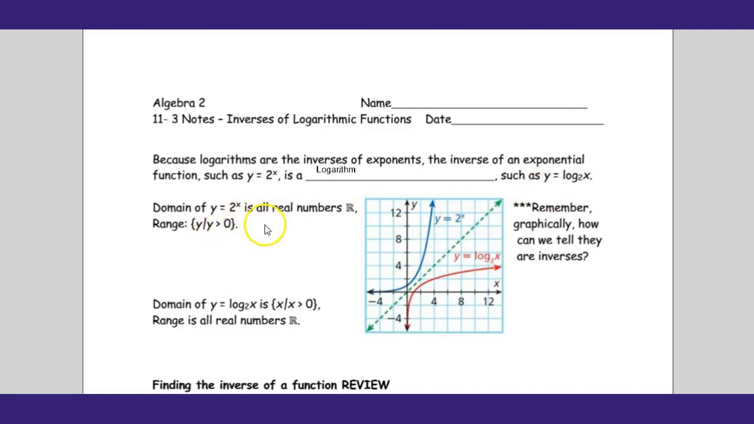Now, the domain of y equals 2^x is all real numbers, and the range is y is greater than 0. Well, the domain of the log base 2 of x is x greater than 0. Notice the flip: the domain flips, and then the range is now all real numbers. So the inverse just swaps the domain and range.